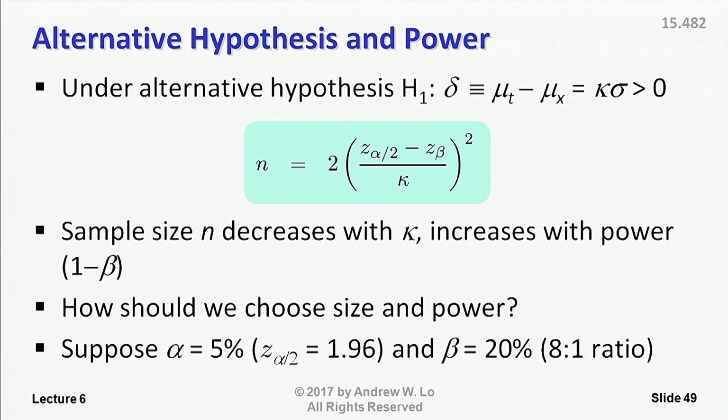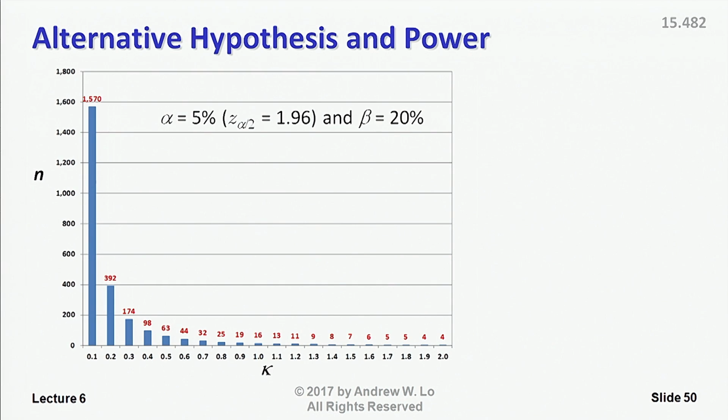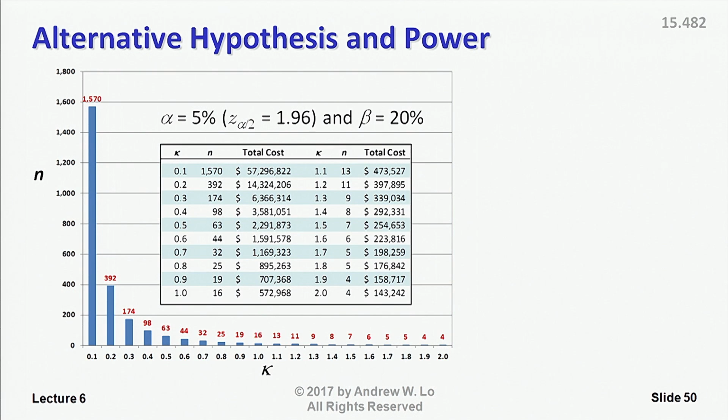So the power level that industry typically uses is anywhere from 80 to 90%. If you're looking for 80 to 90% power, that means 10 to 20% type 2 error. Then that will drive the sample size of anywhere from 1,000 to 5,000 patients. And here's a table that shows for standard numbers what it would look like for various different kinds of levels of power. So if your alternative hypothesis is only 10% of a standard deviation away from the null hypothesis, you would need something like 1,500 patients to be able to achieve a power of 80%.